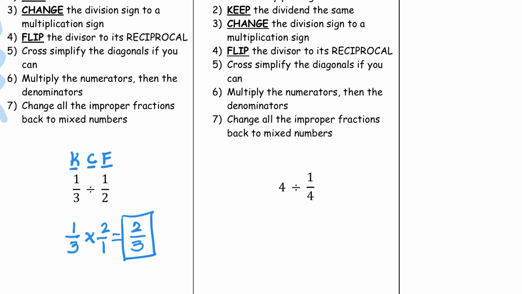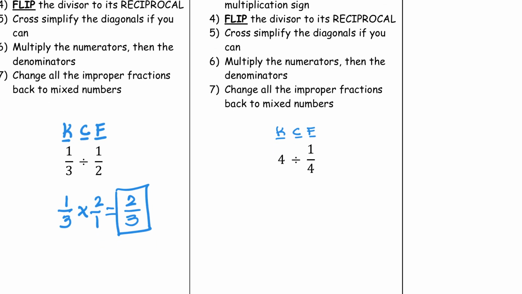So let's go. 4 divided by 1/4. You're always going to have to rewrite these, boys and girls. When you are dividing with fractions, you're always going to have to rewrite. My suggestion: K, C, F, keep, change, flip. 4 divided by 1/4. The first thing I want to do is change this into a fraction, so I put it over 1. So I'm going to rewrite now. 4 over 1. The first fraction stays exactly the same.